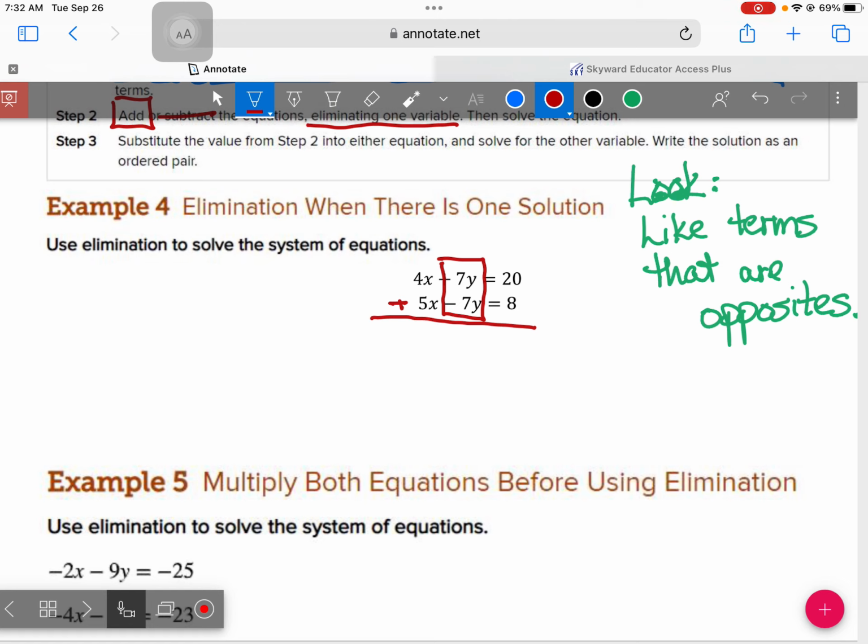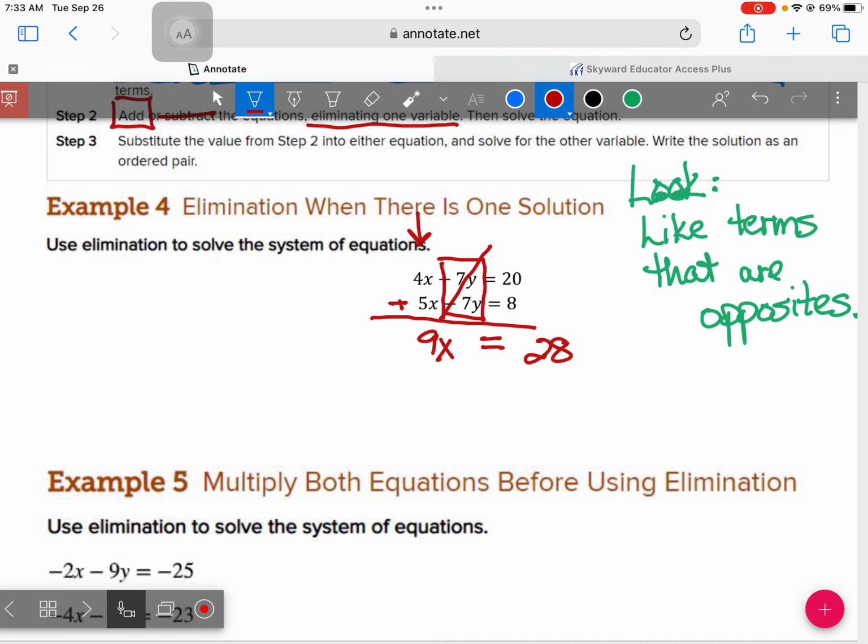Now, we said we are going to be adding these together. So when I add positive 7y and negative 7y, I'm going to get 0. And those are going to cancel out. So put a big slash now through that rectangle. We have gotten rid of one of our variables. We have eliminated it. So add what we have left in your columns. 4x plus 5x is 9x. We got rid of the y terms. Equals 20 plus 8 is 28.